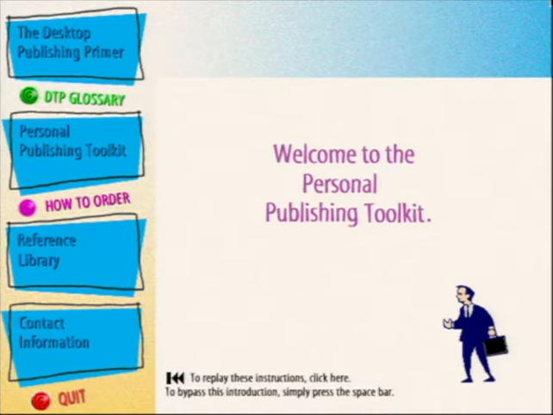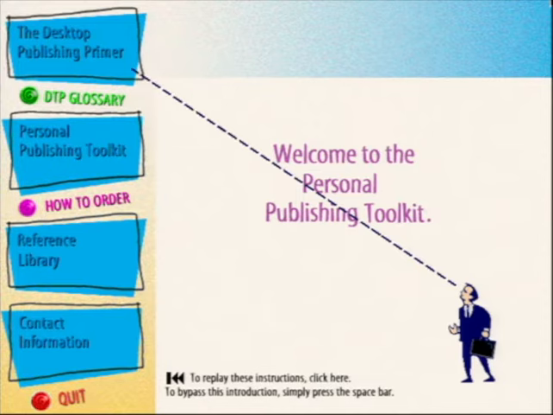There are five major areas on this CD-ROM. The Desktop Publishing Primer includes a brief overview of desktop publishing, as well as an in-depth module designed to step you through a basic desktop publishing project. The DTP Glossary is an extensive resource describing most publishing terms you will come across.